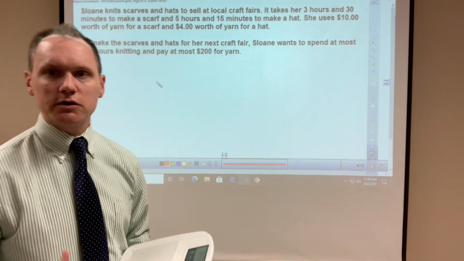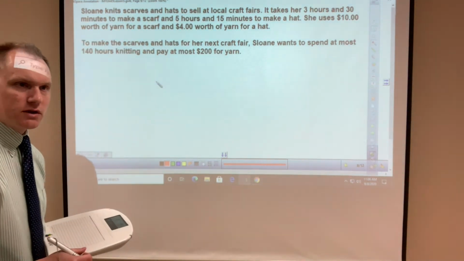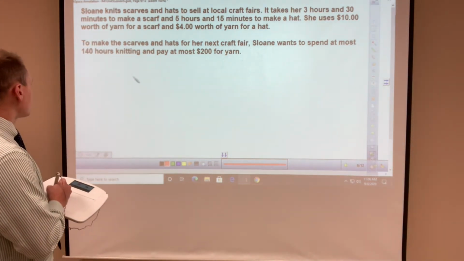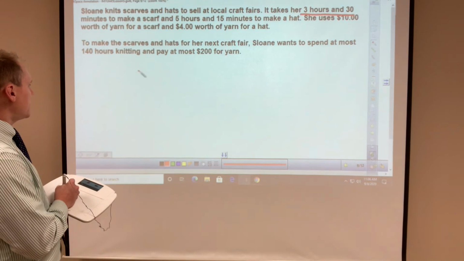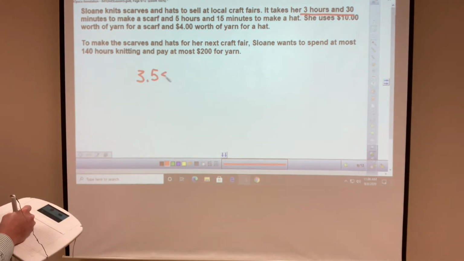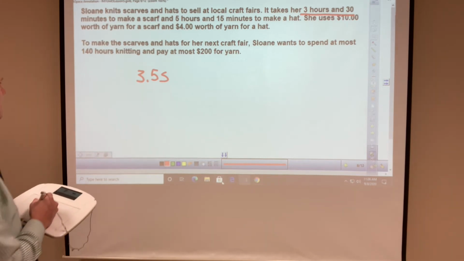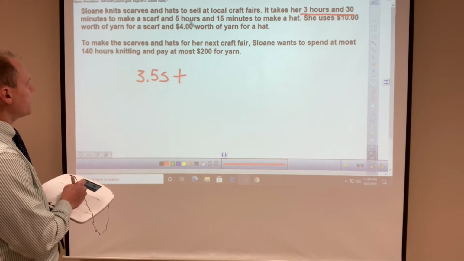If we were to come up with an expression to represent the time it takes her to make scarves and hats, well, let's see. It takes her 3.5 hours, right? 3 hours and 30 minutes. That's 3.5 hours to make a scarf. I'm going to put that in S, okay? Plus, how long does it take her to make hats? Let's see, 5 hours, 15 minutes.